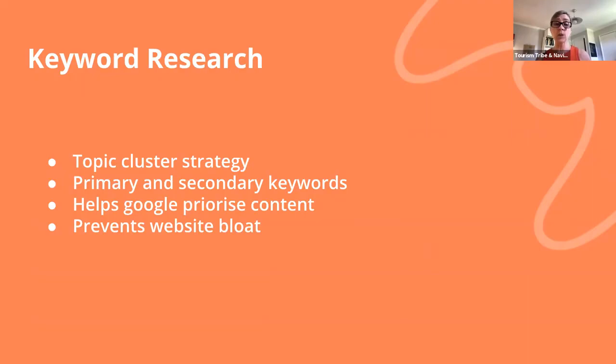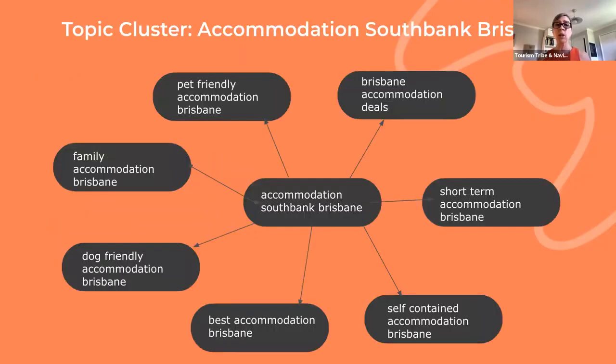It's also really useful to help prevent your website getting really bloated. In the old days, we used to optimize one keyword per page in the website. It wasn't particularly logical. It wasn't very user-friendly. It made us create a lot of extra content that was just not that useful and often repetitive. So this is what the topic cluster replaces.